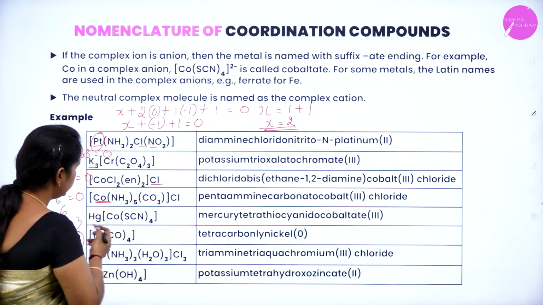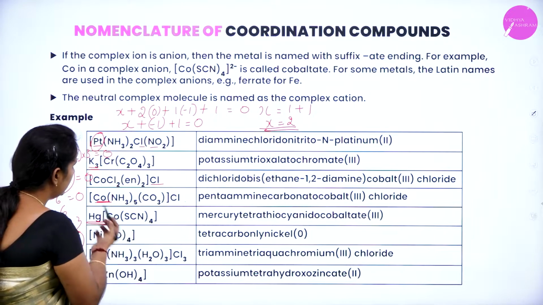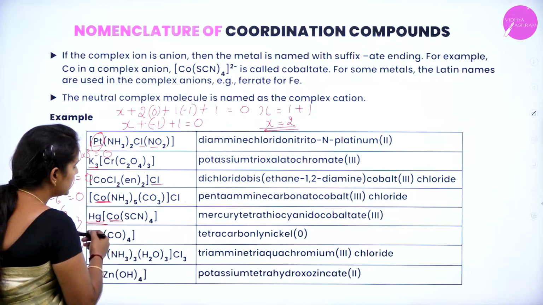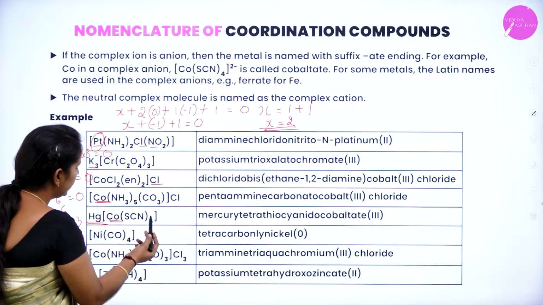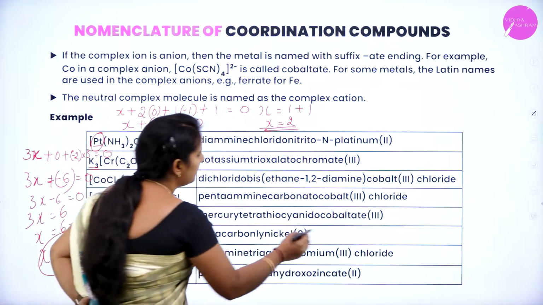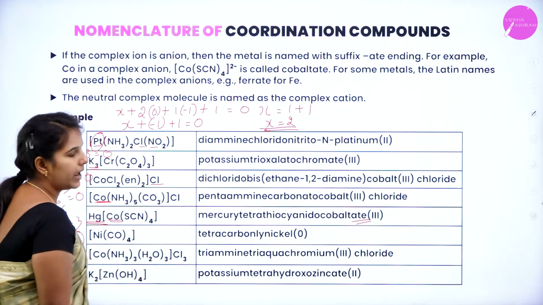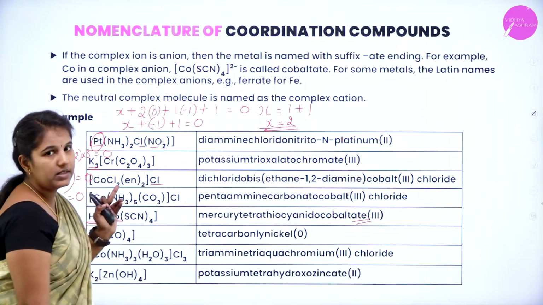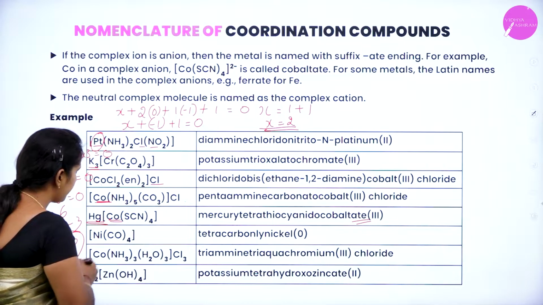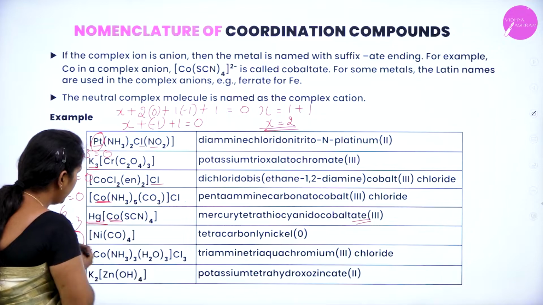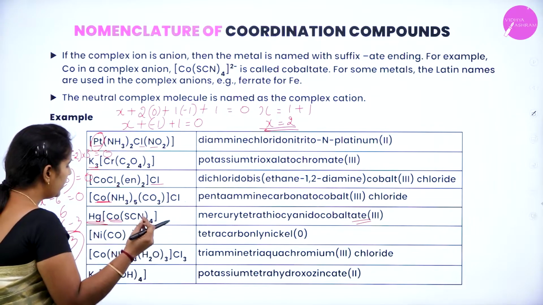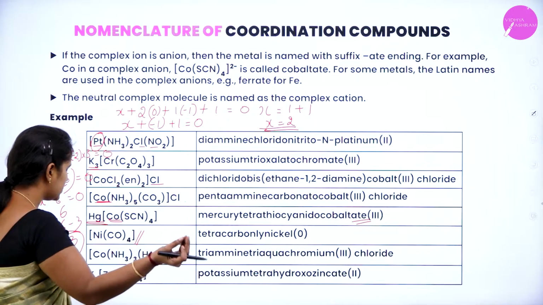Similarly, you can go with this example where the central metal atom is again cobalt, surrounded by the counter ion also, and it is named mercury tetrathiocyanato cobaltate. Why should it be ate? Because we have understood that if it is an anionic complex, the ending should always be ate. Similarly, we will go with this example. This is tetracarbonyl nickel(0), because it is an example of a neutral ligand which does not carry any charge, and the oxidation state will be 0.